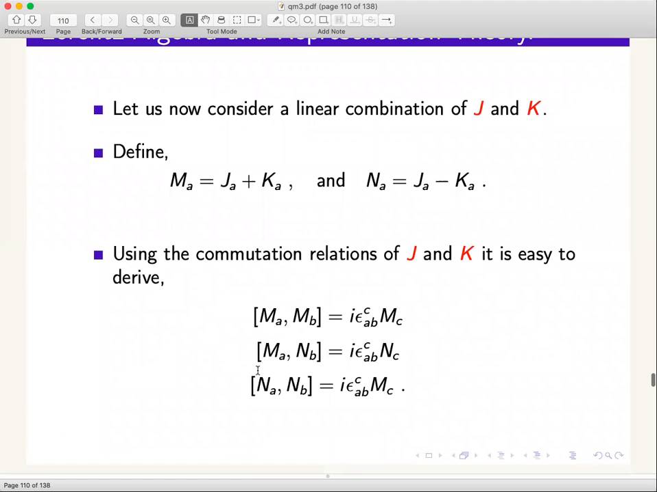Notice that all the commutators are non-zero, first thing. Second thing is that M with M gives you M. That is like a closed algebra. But N with N gives you M. So N doesn't form a closed algebra. It requires M. Without that, it wouldn't close. And M with N gives you N. Therefore, if you set N to 0, that is a complete algebra in terms of capital M.